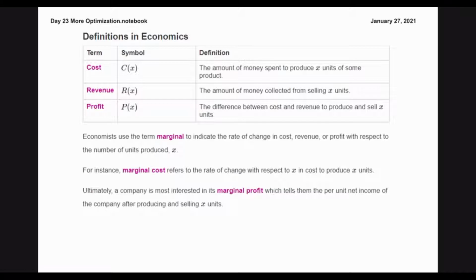First is cost. We use C of X to represent that, and this is the amount of money spent to produce X units of some product. We have revenue, R of X, and this is the amount of money collected from selling X number of units. And we have profit, P of X. And this is the difference between cost and revenue to produce and sell units. So basically, how much money did we earn as a net profit?